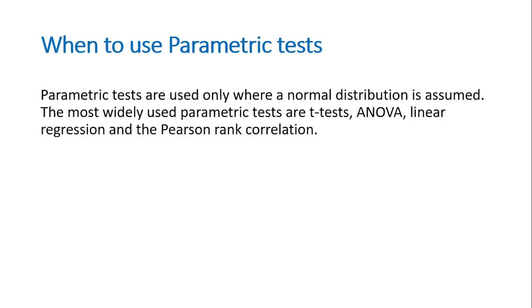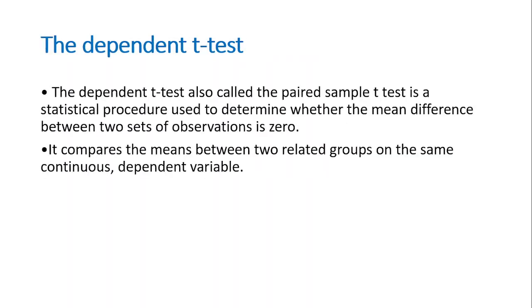When to use parametric tests. Parametric tests are used only where a normal distribution is assumed. The most widely used parametric tests are the t-test, ANOVA, linear regression, and the Pearson rank correlation. The dependent t-test.